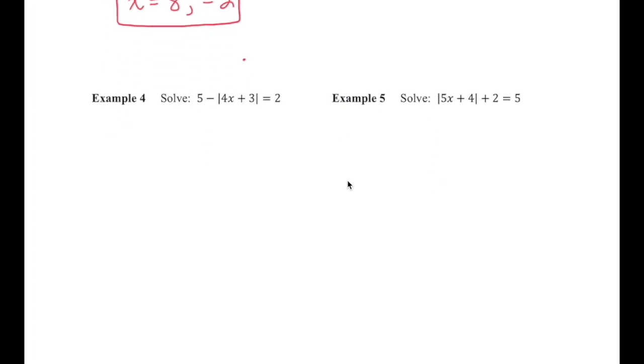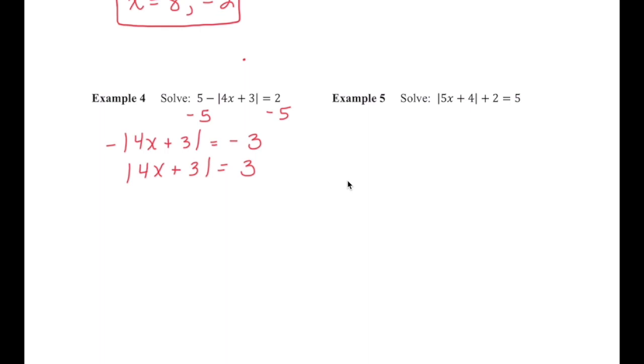Example 4, we'll go ahead and isolate the absolute value by subtracting 5 from both sides. Now I have negative absolute value of 4x plus 3 equals negative 3. Divide by negative 1. Now I have the absolute value of 4x plus 3 equals positive 3.